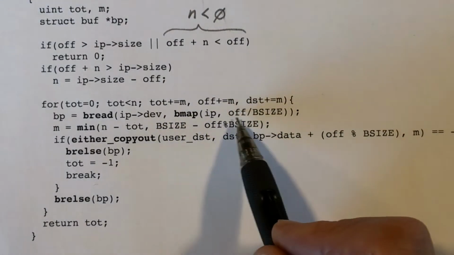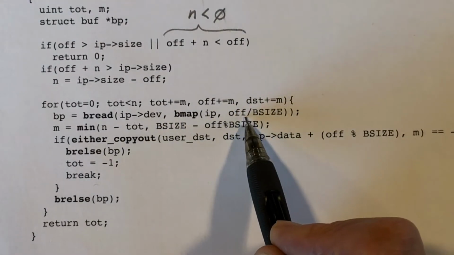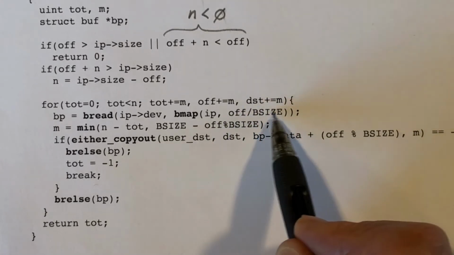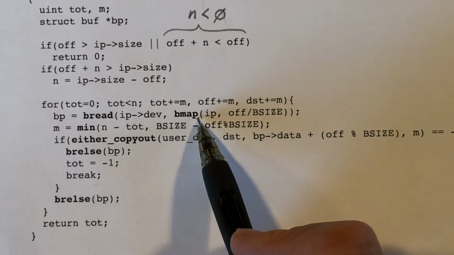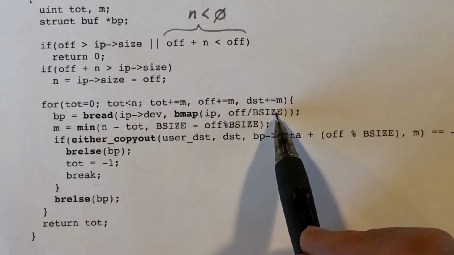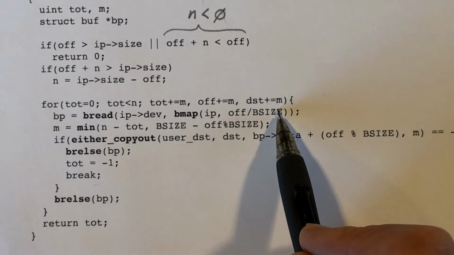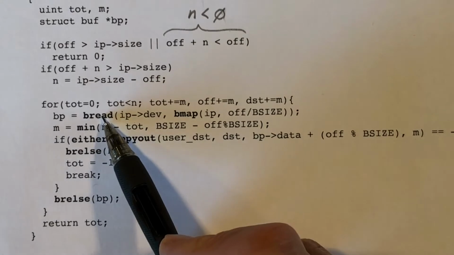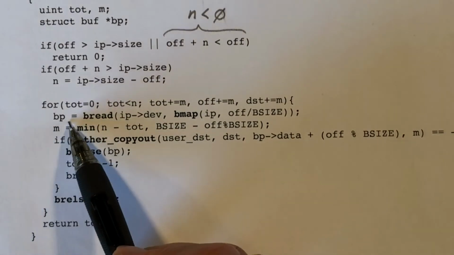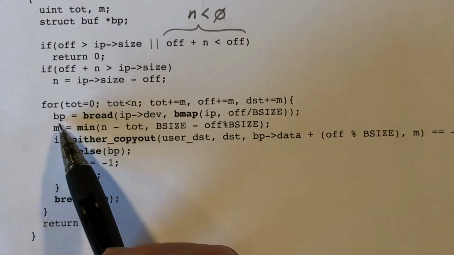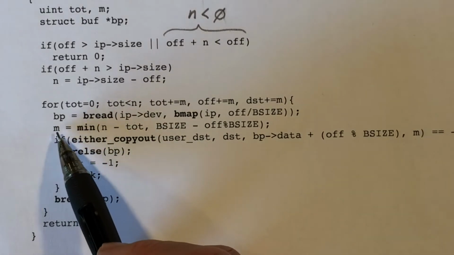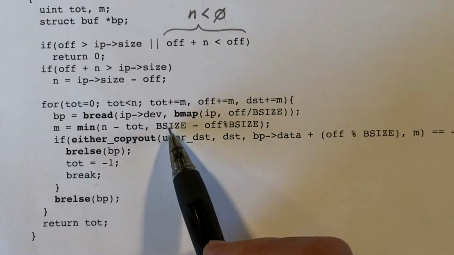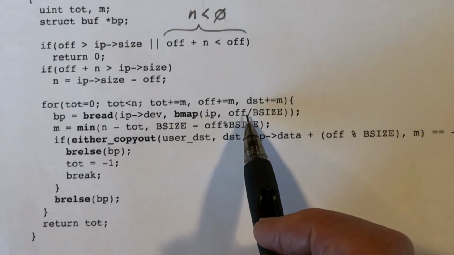So we take the offset where we're at right now and figure out what block it's in. So we compute the block number that contains offset right here and call bmap. Bmap will map this block number, which is relative to the beginning of the file, into a block number on the disk. And then we call bread to read that into a buffer, which is pointed to by this buffer pointer here. Now we figure out how many bytes we want to transfer in the next step. And so we don't want to go over the end of this block.